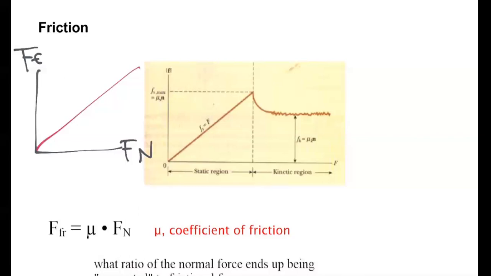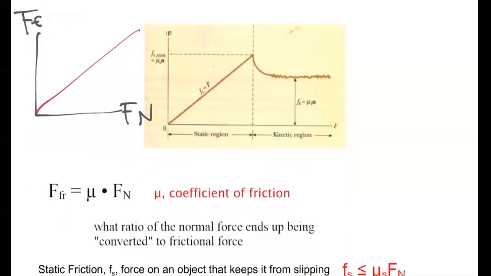This line actually represents something. This line represents what we call our coefficient of friction. So the coefficient of friction is a unique value. It's basically a ratio between our friction force and our normal force. It's kind of like the stickiness of a surface. You're going to hear me talk about this a lot. What it says here, the ratio of the normal force ends up being converted to frictional force. That's basically the stickiness of the surface.